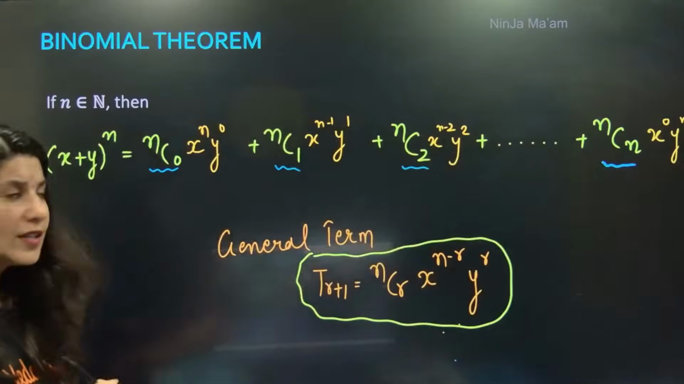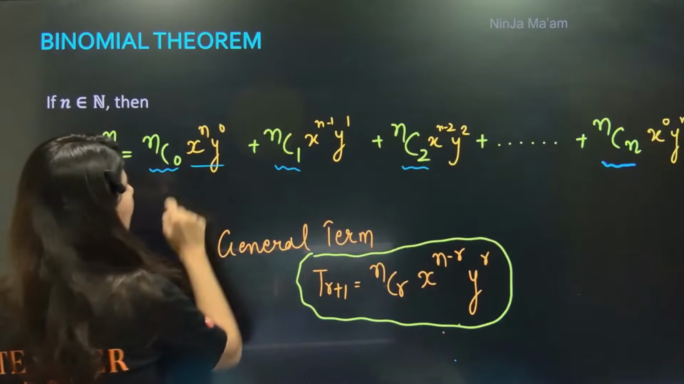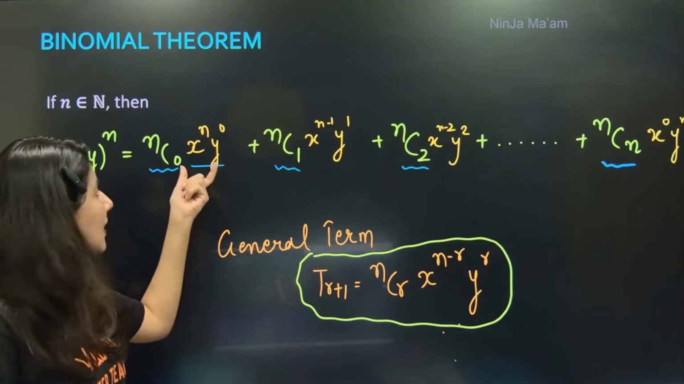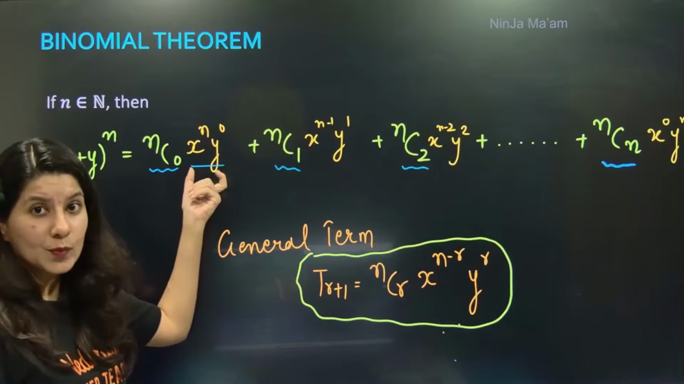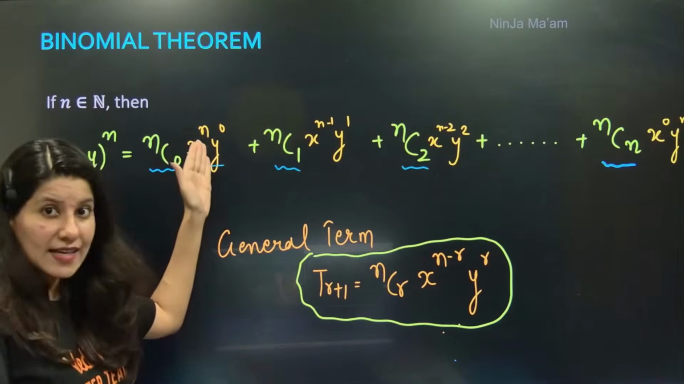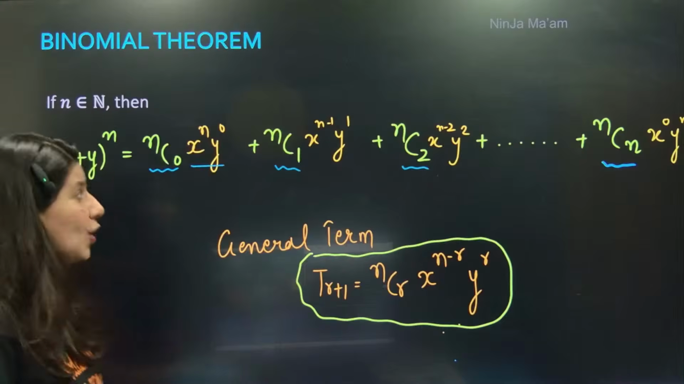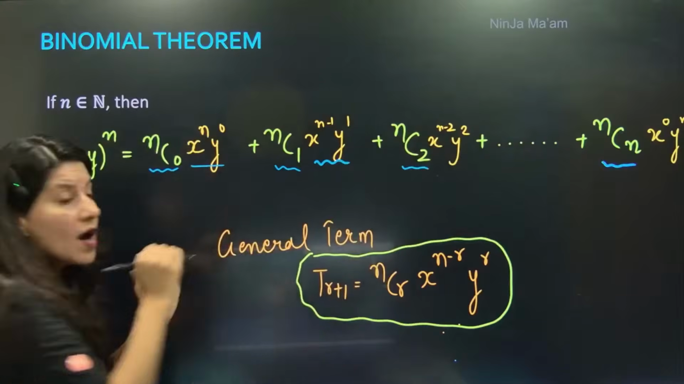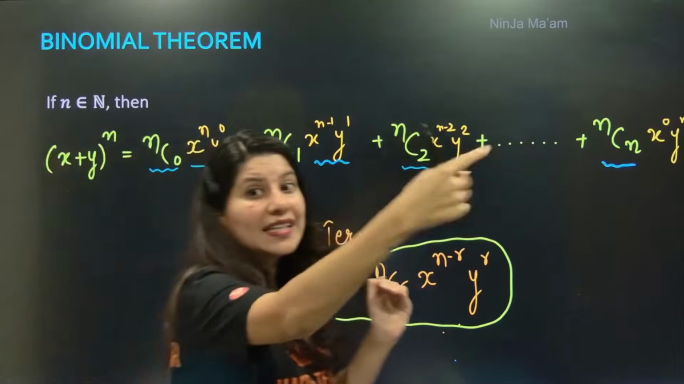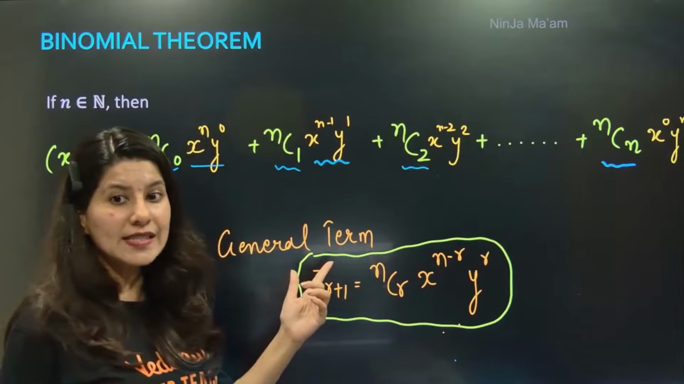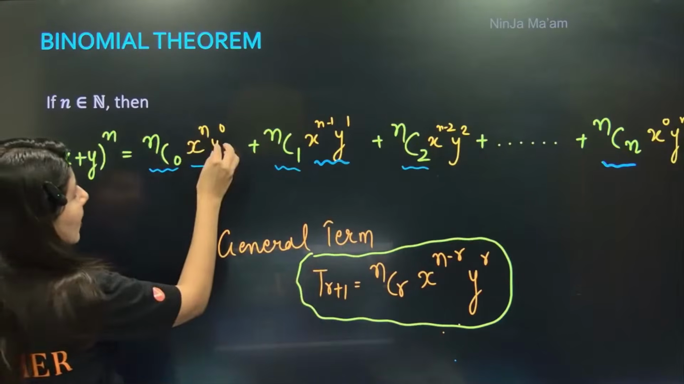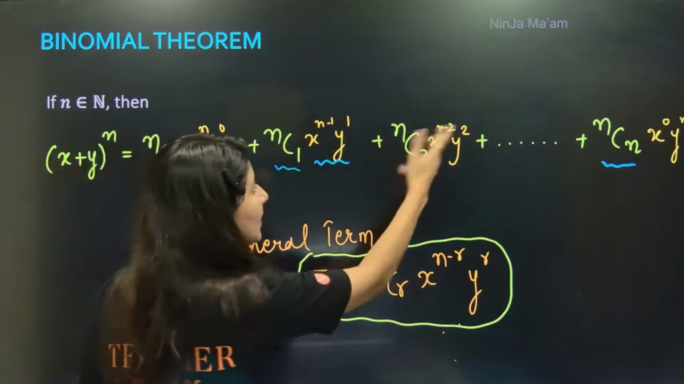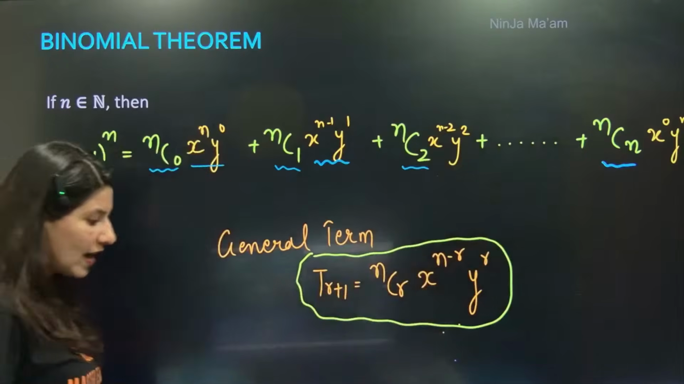Now if you focus on the terms, it is x power n, y power 0. Here the highest power of x is n and the power of y is 0. So x has the highest power, n, and y the least, which is 0. Now the power of x will keep on reducing in each and every term, but the power of y will keep on increasing in each and every term. Can you notice this? So this is x power n, y power 0. Now x power will get reduced, y power will get increased.